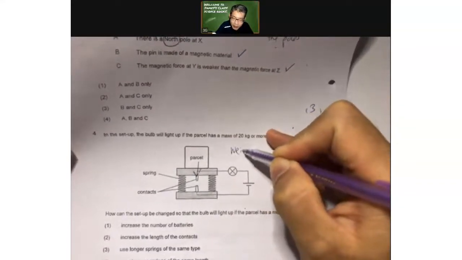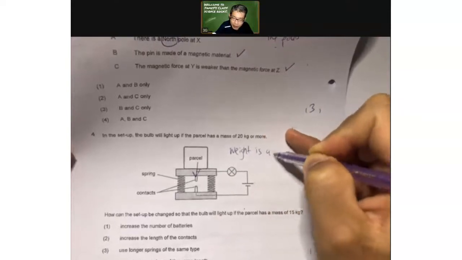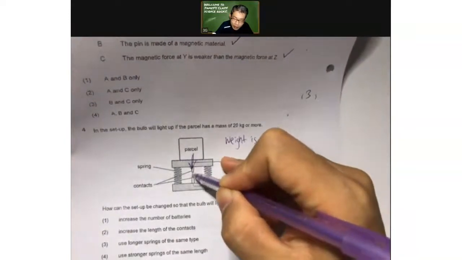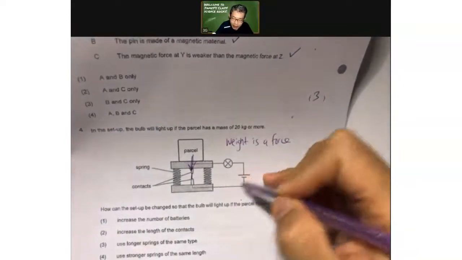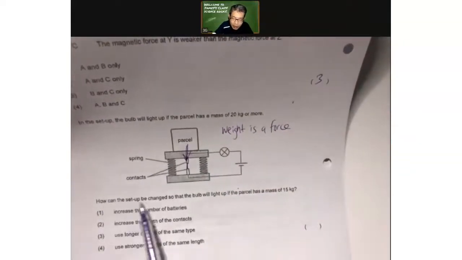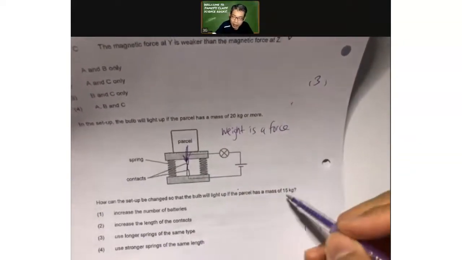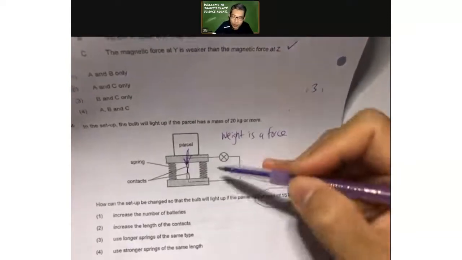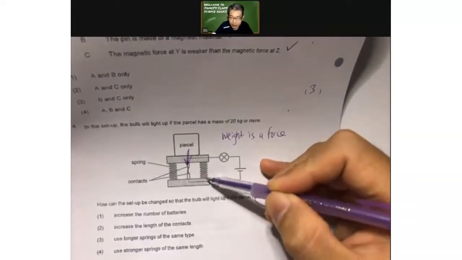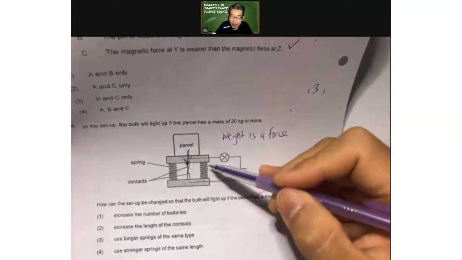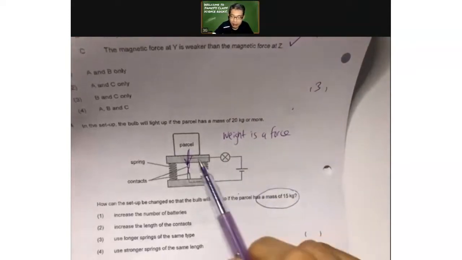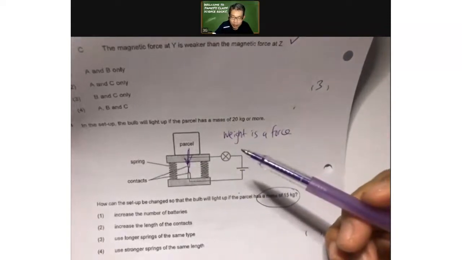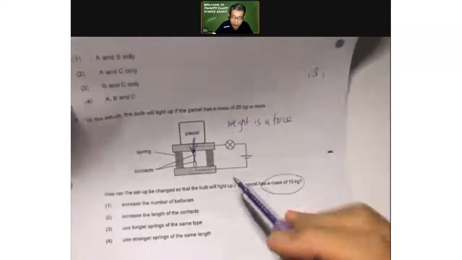Remember, this weight is a force, right? And that will press down on this, and these two contacts will touch, closing the circuit, allowing current to flow. So how can the setup be changed so the bulb will light up if the parcel has a lower mass of 15 grams? You want the spring to be less stiff. So if a spring is more flexible, it can be easily compressed, then an object with less mass can press down this. So I definitely won't use stronger springs.